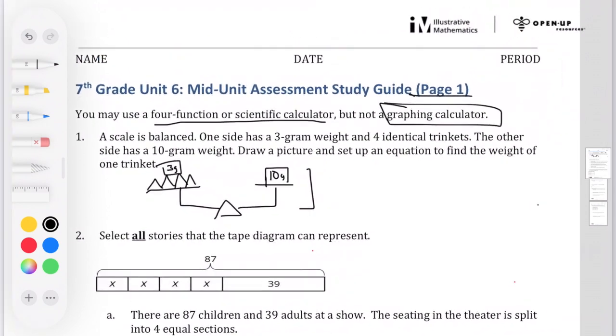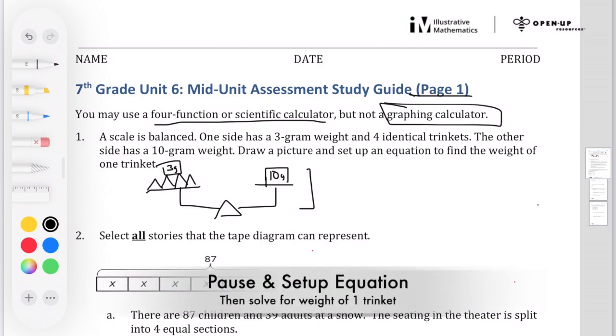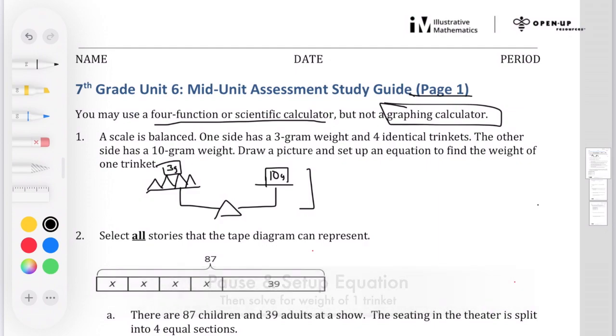Now we need to set up an equation to find the weight of one trinket. So go ahead, pause the video right now. Give yourself an opportunity to set up that equation, and I'll be right back. All right, now that you've given yourself a chance to set up that equation, we have 4 trinkets, which I'm going to represent with an x. So 4x plus 3, because that's the 3-gram weight that we have right here, and it's equal to the 10-gram weight that we have on the other side.